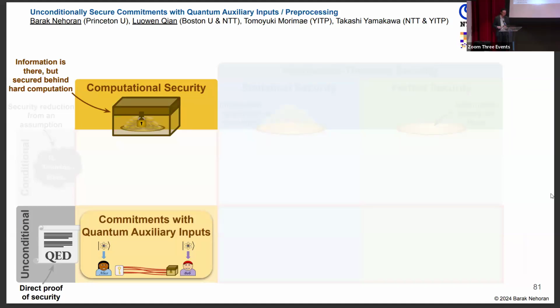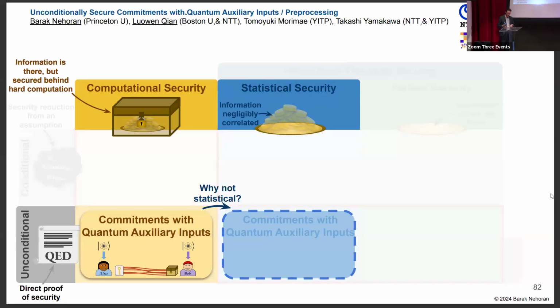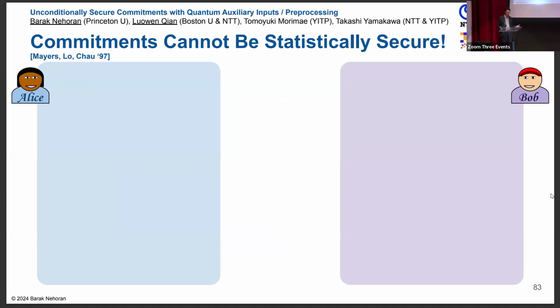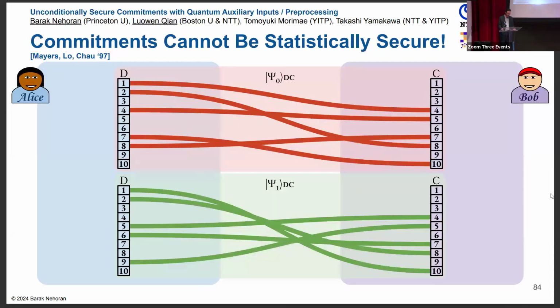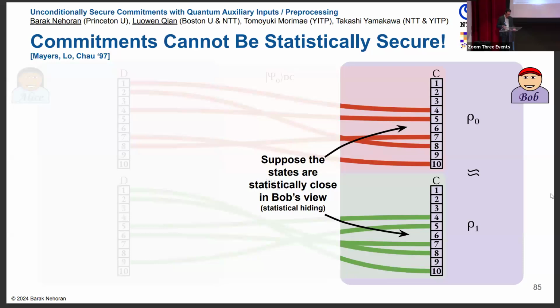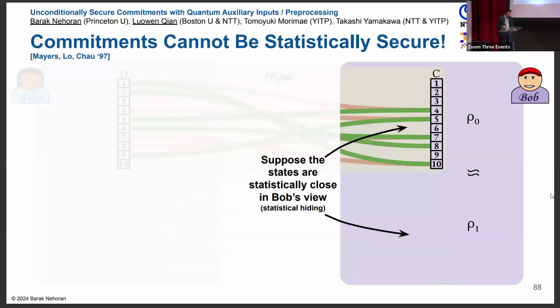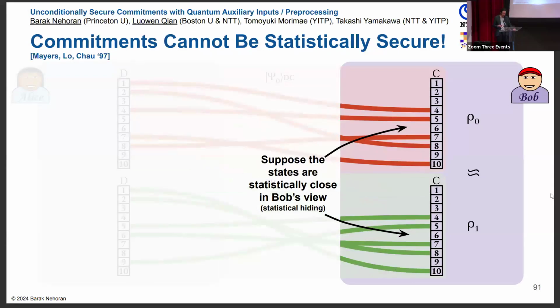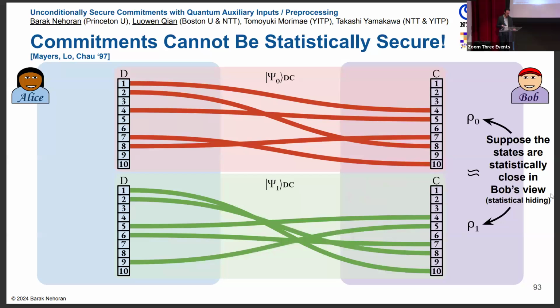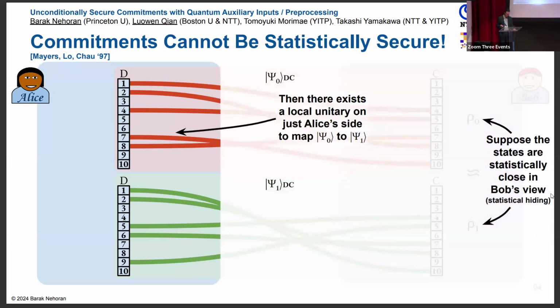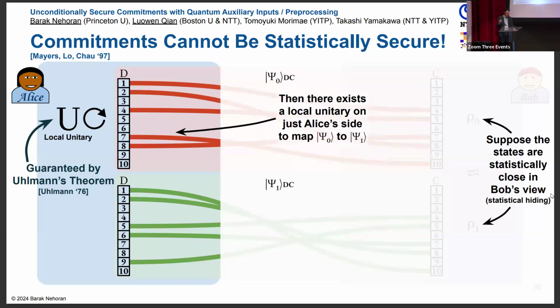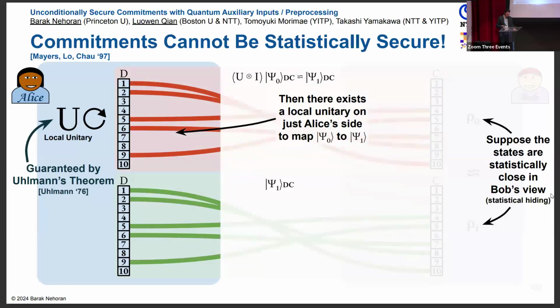I mentioned that we show a kind of quantum commitment whose security is unconditional, but computational. But why not have statistical security? Well, that's because even in the quantum setting, commitments cannot be statistically secure. To see why, suppose that the two possible states in Bob's view are statistically close. So the commitment is statistically binding. Then there exists an operation, a local unitary, which converts the zero commitment to a one commitment, allowing Alice to cheat and break the binding security.